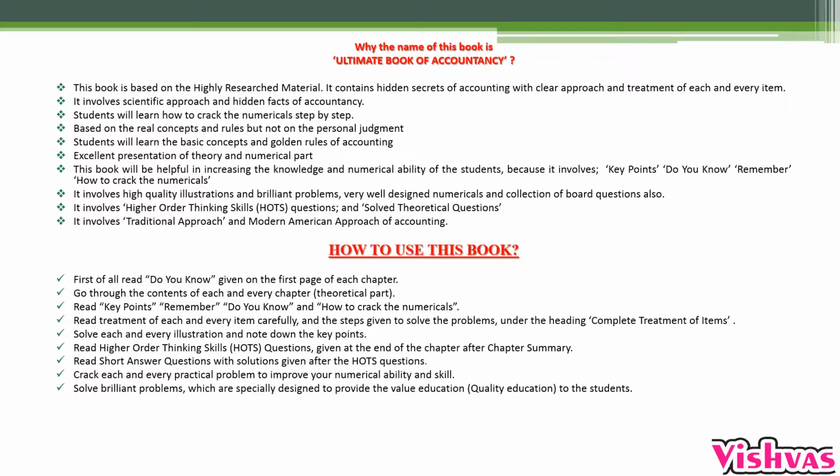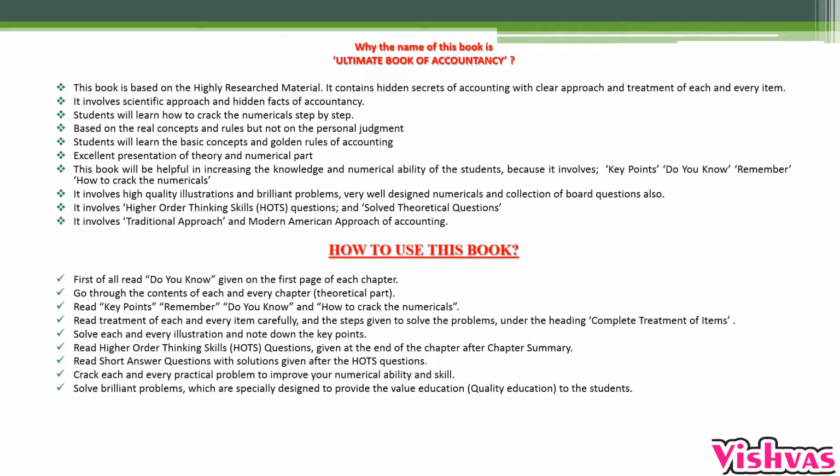Excellent presentation of theory and numerical part. This book will be helpful in increasing the knowledge and numerical ability of the students, because it involves key points. Do you know? Remember how to crack the numericals. It involves high-quality illustrations and brilliant problems, very well-designed numericals and a collection of board questions also. It involves higher-order thinking skills, HOTS, questions, and solved theoretical questions. It involves traditional approach and modern American approach of accounting.